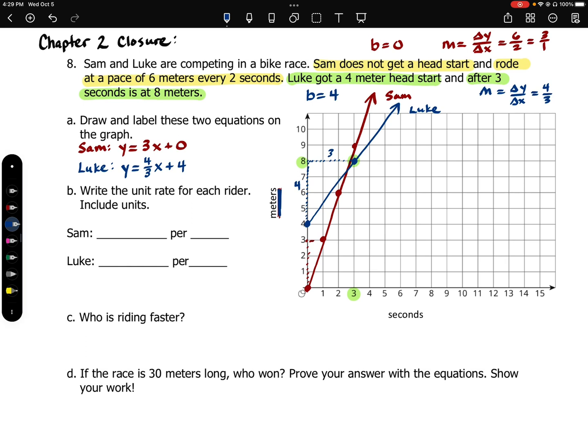Letter B asks us to write the unit rate for each rider, and even gives us a little reminder to include the units. So if we look at the originals, if we had 6 meters for every 2 seconds, remember you can do 6 divided by 2, and if the numbers are more complicated you could use a calculator, but we know 6 divided by 2 is 3, so that's going to be 3 meters for every 1 second.